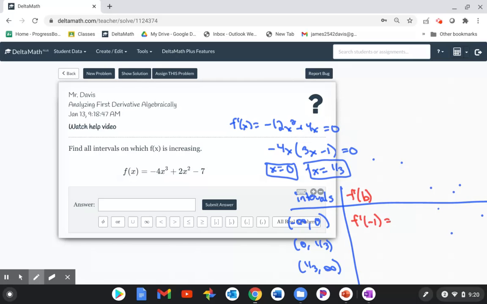Again, plug the derivative into your y1 on your calculator. Even if you think you can do it in your head, it's not a bad idea to just plug it in. If you can, use your calculator. So plug in -1, I get -16, so that's going to be a minus.